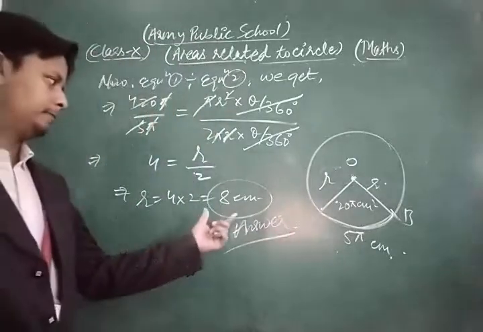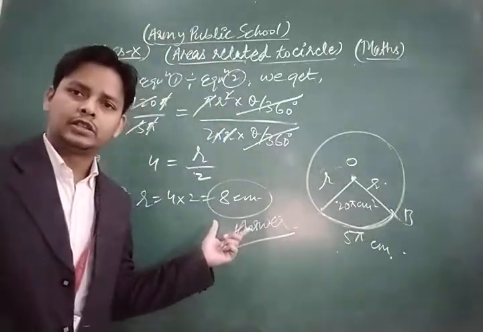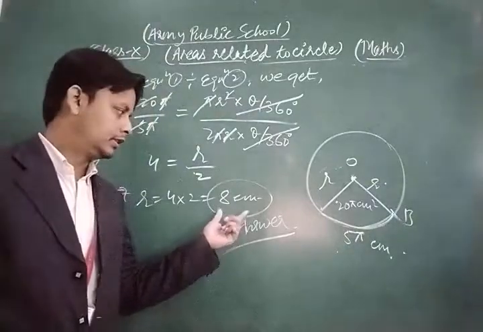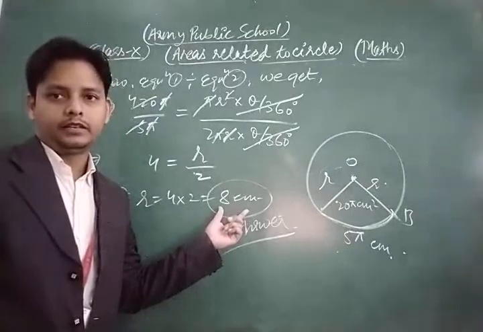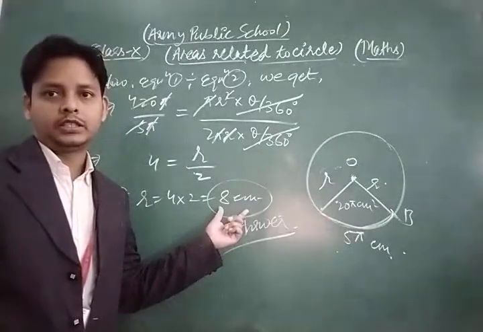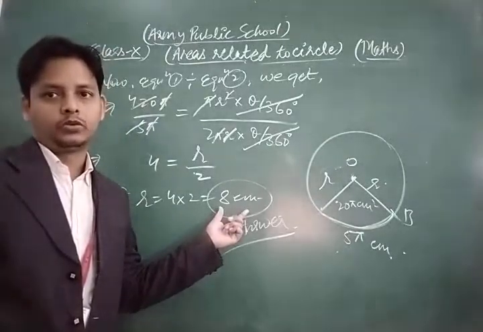So in this way, the radius of the circle is 8 centimeter.